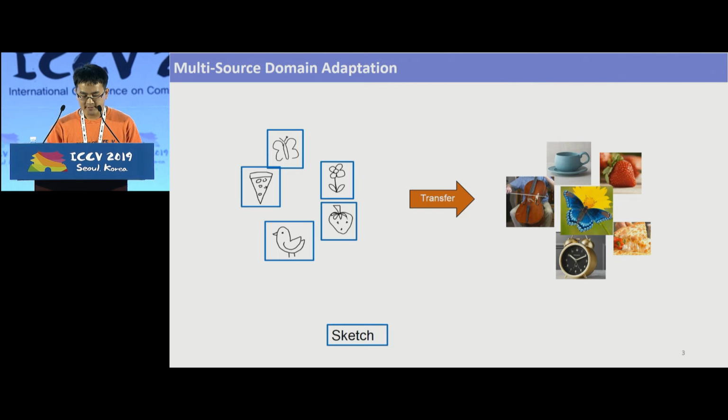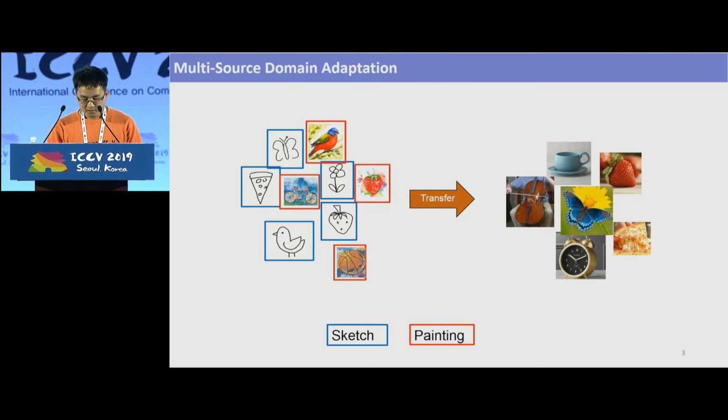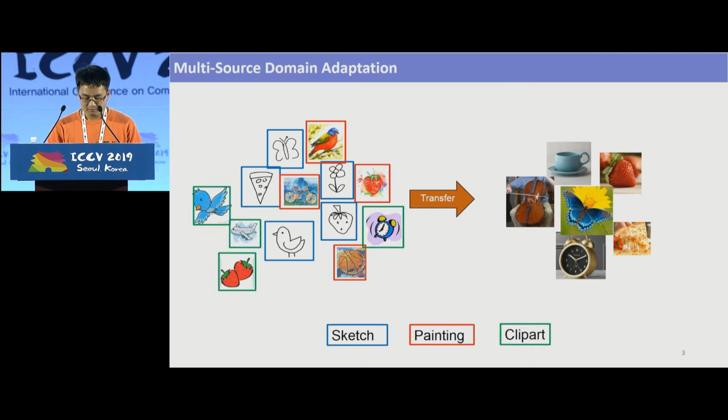But this assumption neglects the more practical scenario where the labeled images are typically collected from multiple domains. For example, when we design an image recognition system on images from an image search engine, the training images can typically have different modalities like sketch images, painting images, and clip art images.